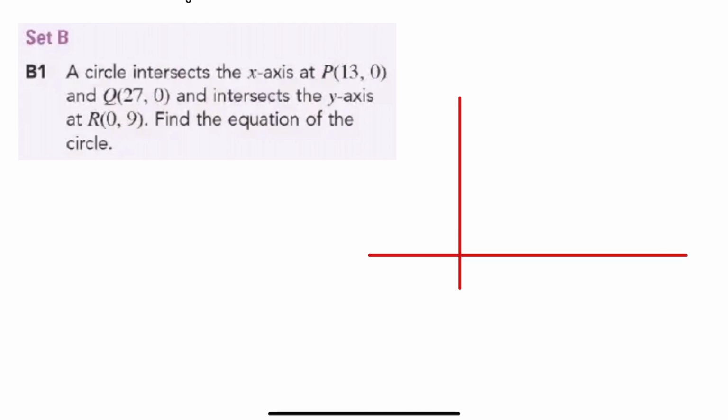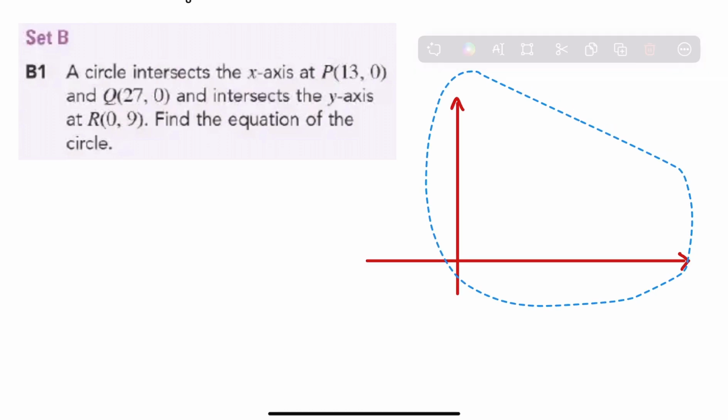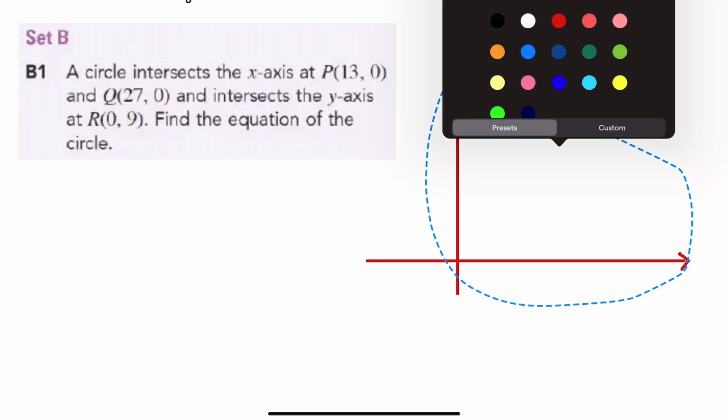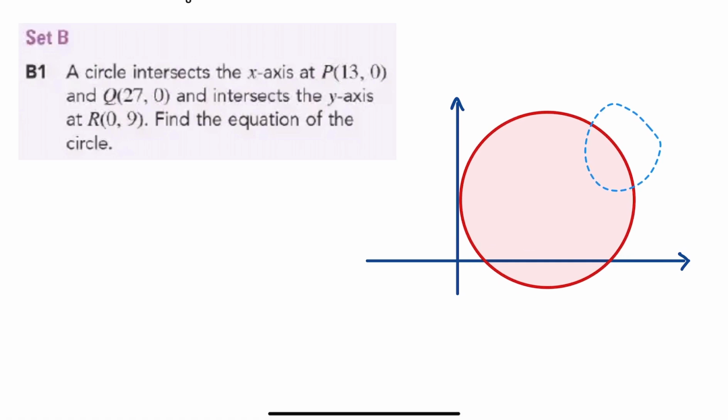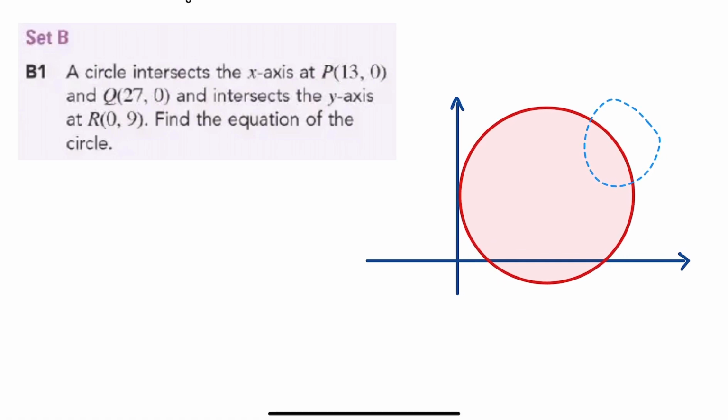Based on this question, I have this circle. Let me let the axis be blue. I draw the circle. This circle cuts the x-axis at 2 points and it cuts the y-axis at 1 point. So maybe it can look something like this, whereby the x-axis and the y-axis are tangents to the circle. So let's label the diagram clearly.